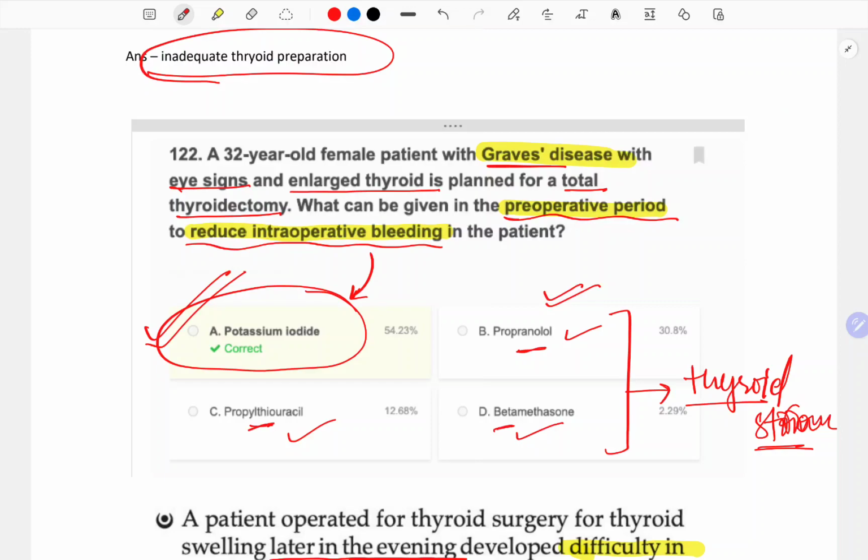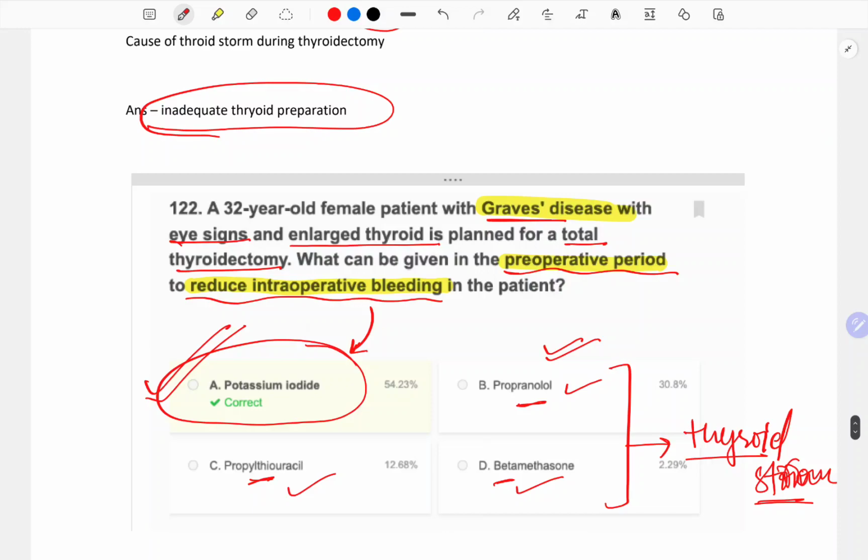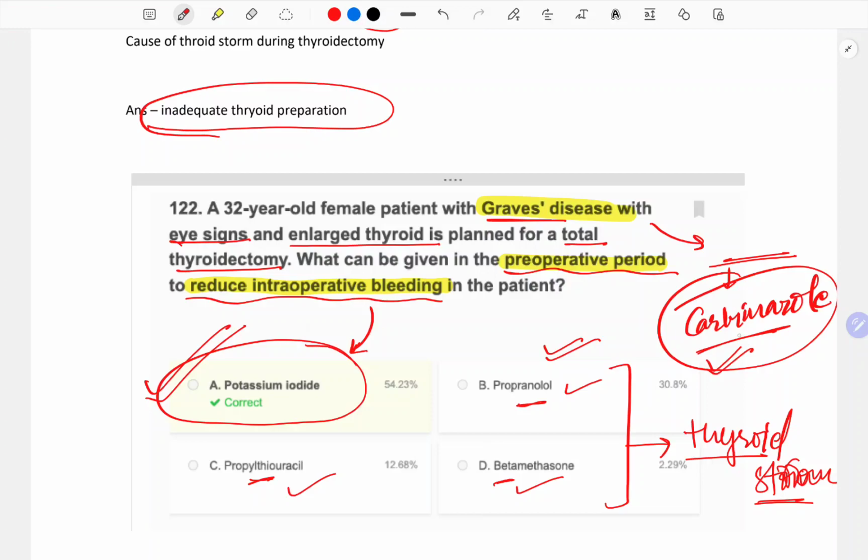And remember, the drug of choice for bringing the patient to the euthyroid level, which is the main pre-operative preparation we do, is carbimazole. Now this is very important. Why is it the drug of choice, why not others? Because this brings instant results. Even if you give this drug just the day before the surgery in the evening, it will bring the patient to the euthyroid level and you can easily perform the surgery.